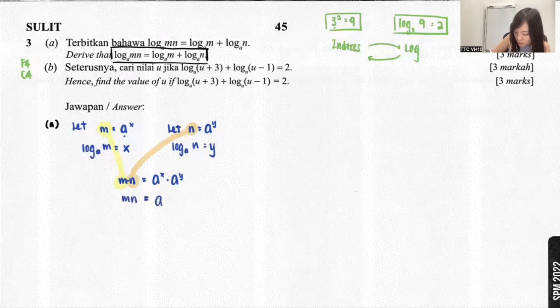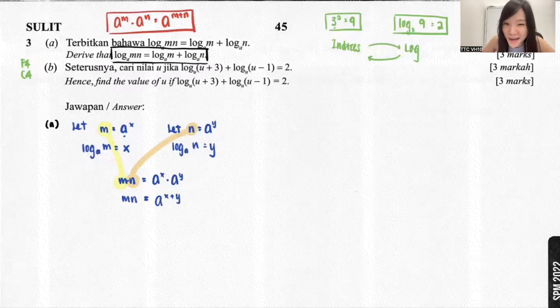So for this one, times combined together, isn't it plus? For those who don't know, this is an indices formula. Times combined together will be a plus. Okay, so I combine them together. Once I combine them, I already can see the answer. I don't know about you, but I already can see.